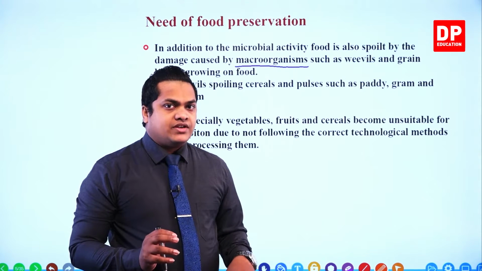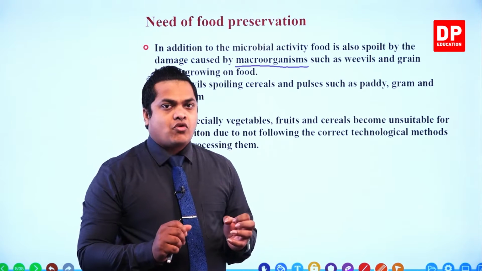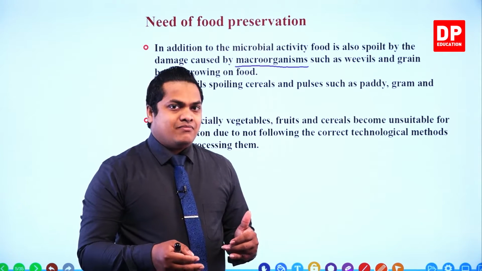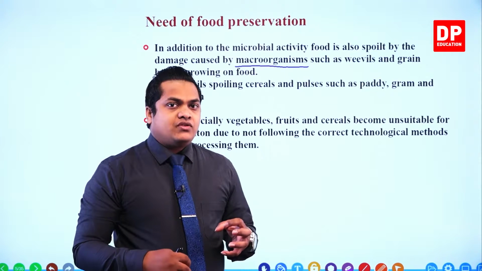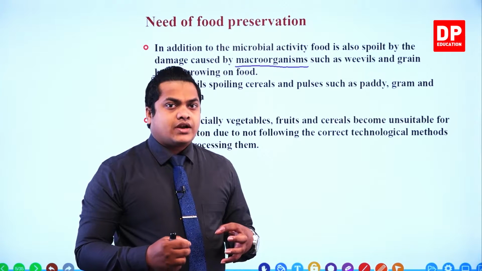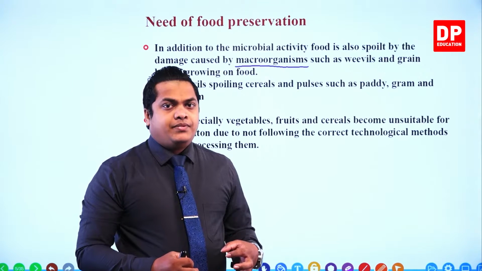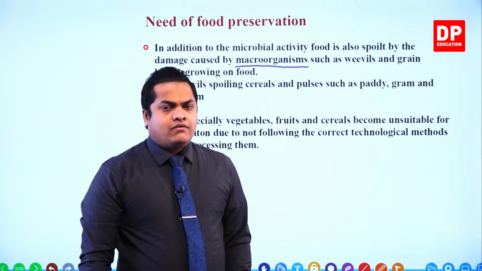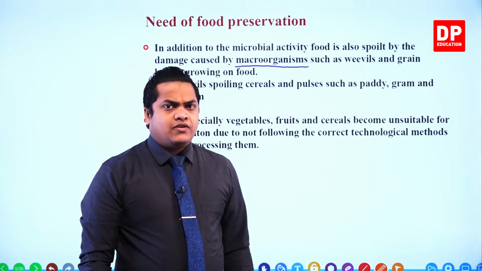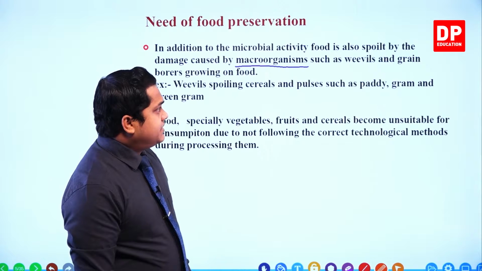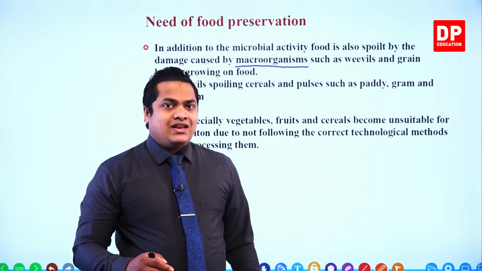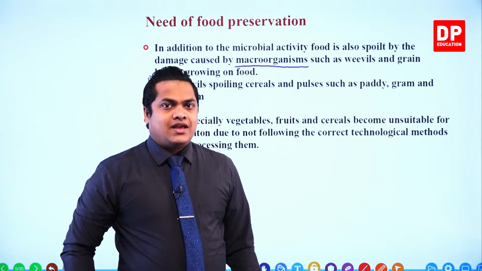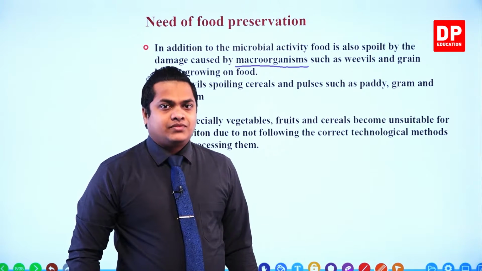Earlier it was microorganisms. I told you that the action of microorganisms is the main reason behind the spoilage of food. However, this time the action of macroorganisms is also a reason to spoil food. Which macroorganisms are going to spoil food then? Examples given: weevils, right? Weevils are going to spoil mainly grains like paddy, green gram, those kinds of things. Okay, weevils.